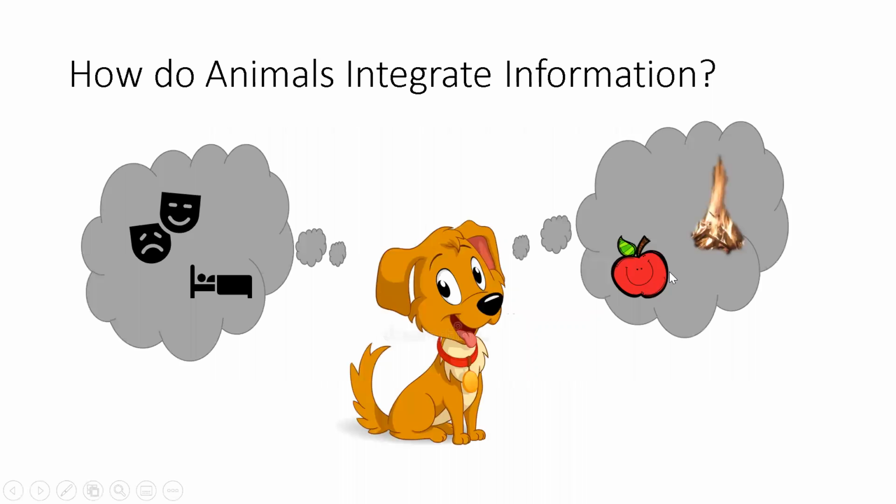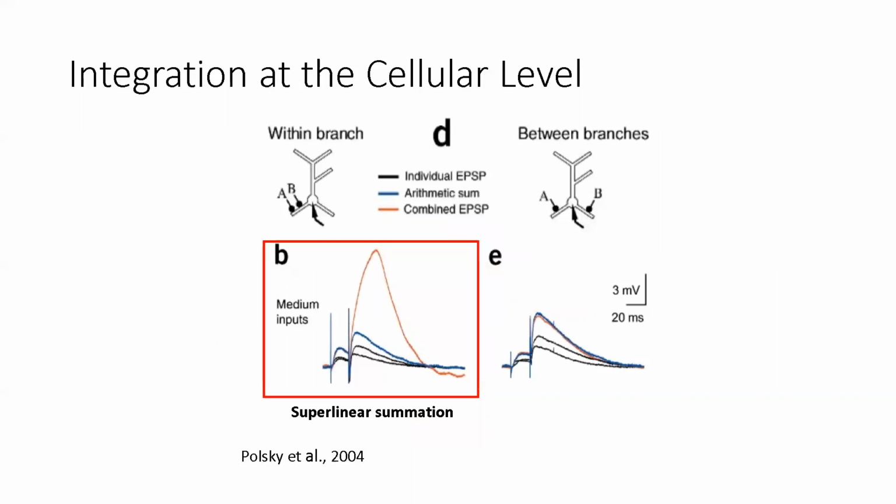For an animal, they have to integrate diverse sources of sensory information. This could be the taste of an apple or the heat from a fire, along with internal sources of information like mood or energy levels. And they often have to synthesize this information into a behavior. So when they're receiving two different sources of information, how do they combine them?